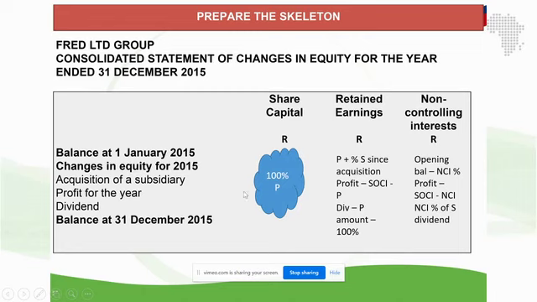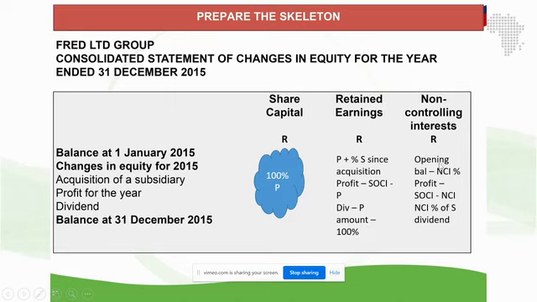Share capital is always 100% of the parent alone. Your retained earnings is your parent's figures plus the percentage of the subsidiary since acquisition. So, at the date of acquisition and then the beginning of the year, that difference is actually in your opening balance, right? Profit, you will find it in your statement of comprehensive income, the parent's portion, right? And your dividend is only 100% of the parent's amount, straight from your TB given information.